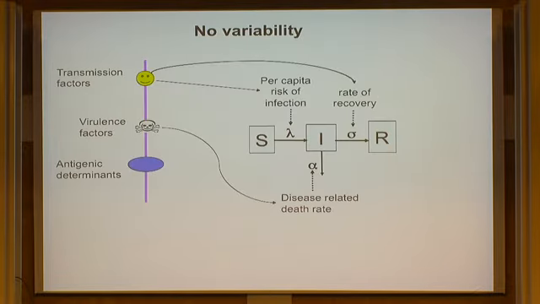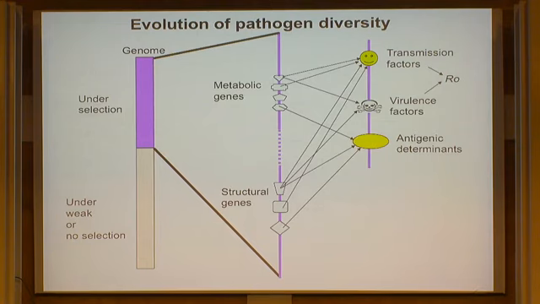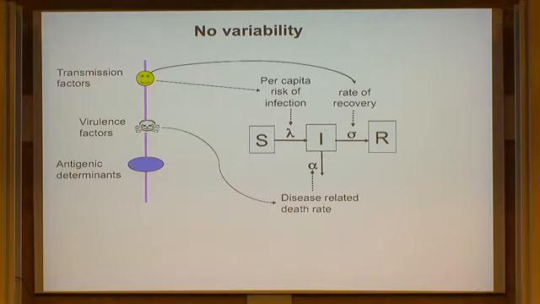So diversity can exist at any of these loci, in any of these factors, and the traditional epidemiological models that most of you, I presume, will be familiar with essentially assume total uniformity in these factors, so there is no difference in transmission or virulence or among the antigenic determinants of the constituent strains, the individuals within a pathogen population.